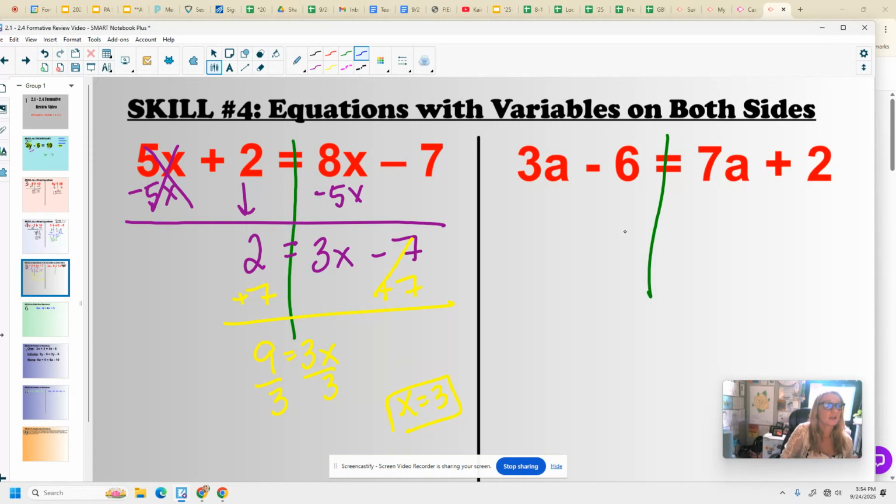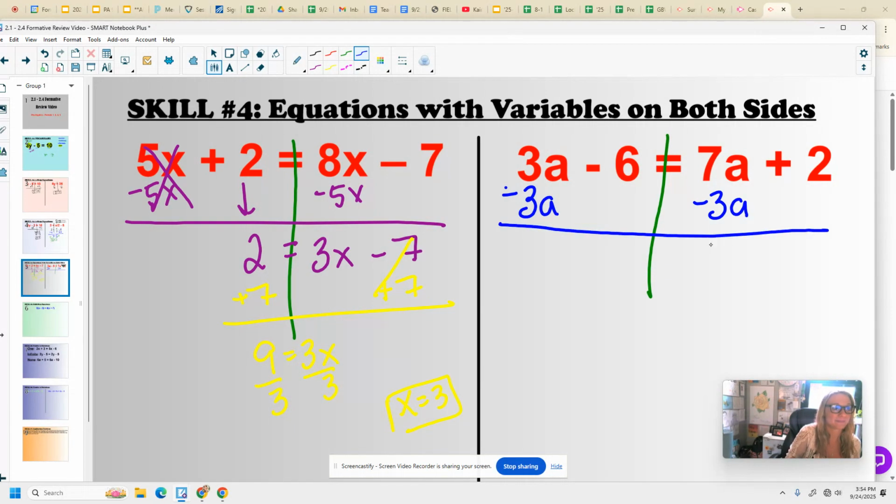All right. Looking at these two here, this one's a little bit more challenging. If I have 3a and 7a, which one is smaller? 3a. So since it's positive, I'm going to subtract it on both sides. And then let's move left to right. These cancel out. You need to be super careful here.